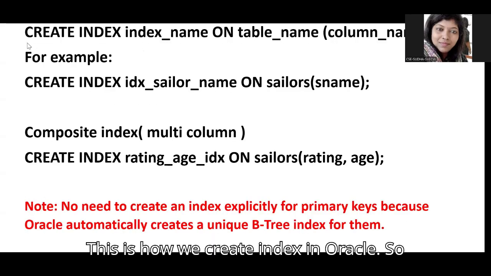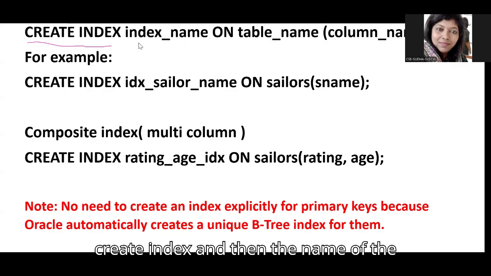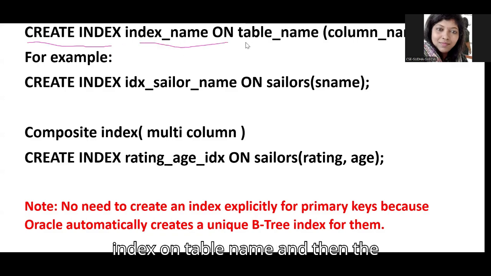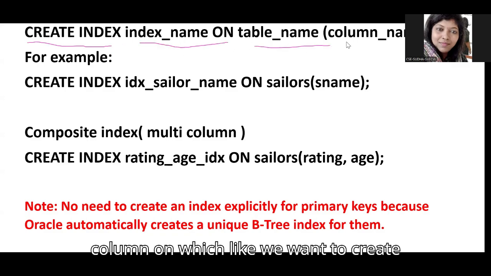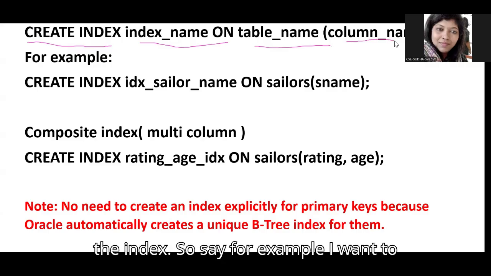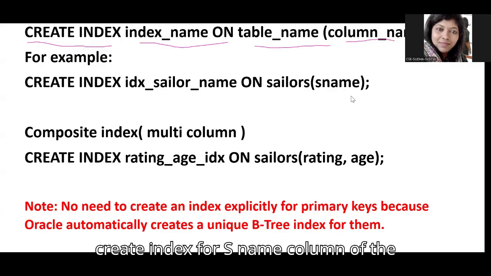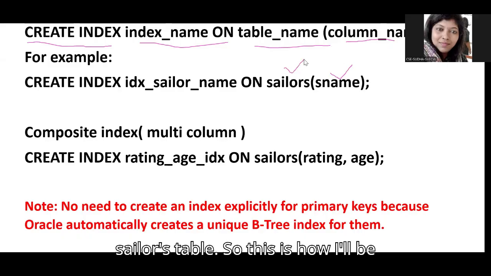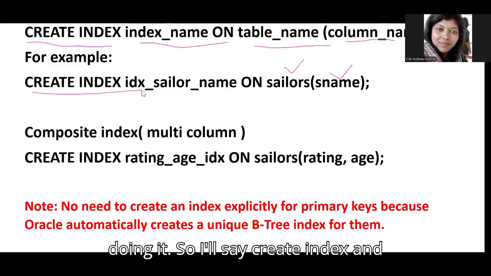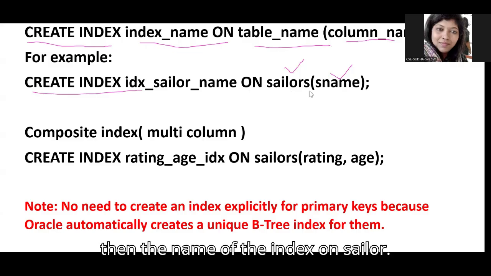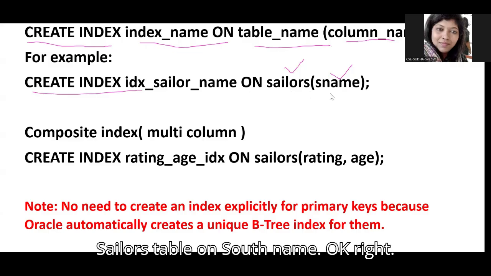This is how we create an index in Oracle. Create index, then the name of the index, on the table name, and then the column on which we want to create the index. So, for example, I want to create an index for the S name column of the sailors table. So this is how I'll be doing it: create index, then the name of the index, on sailors table on S name.